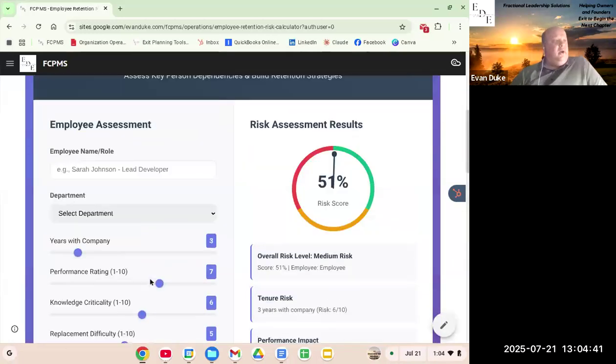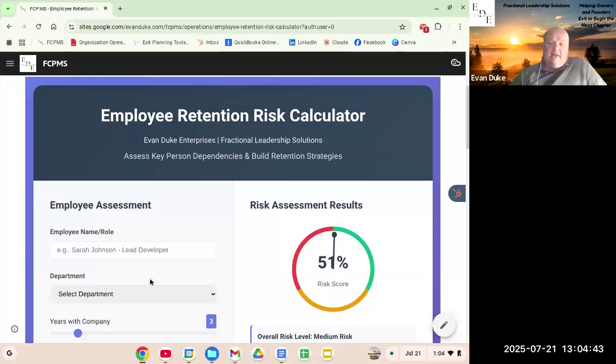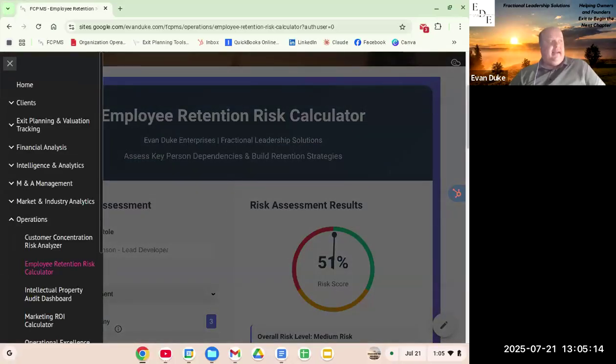So that is what this retention risk calculator is aimed at. It's aimed at helping us take a look at your key people, but really I would almost advocate everybody taking a look at it, because the last thing you want to do is overlook somebody who actually does contribute substantially, and before you know it, now you need to replace them.